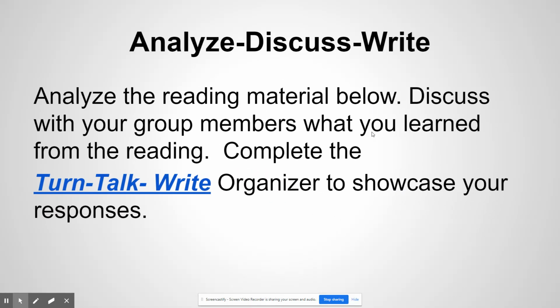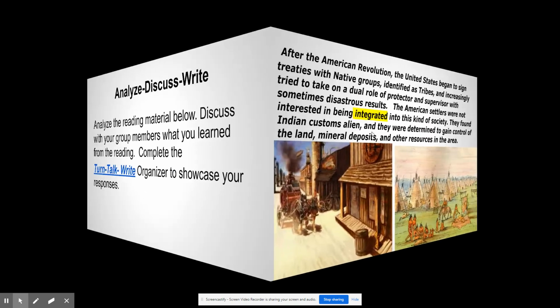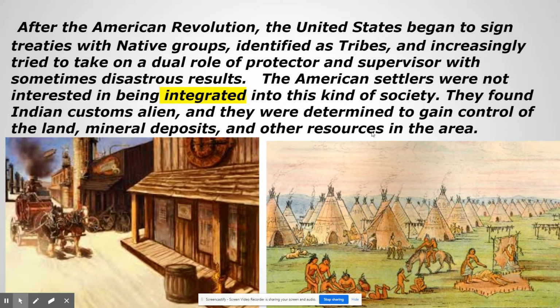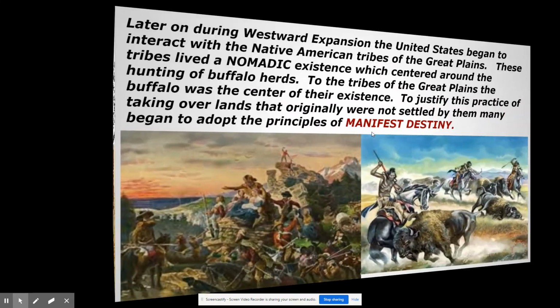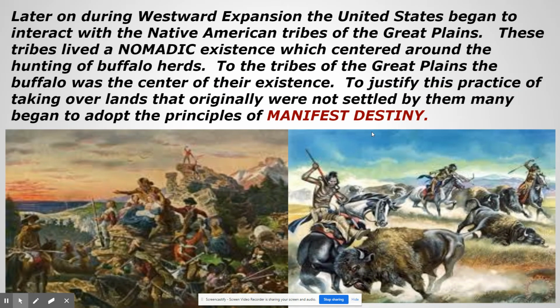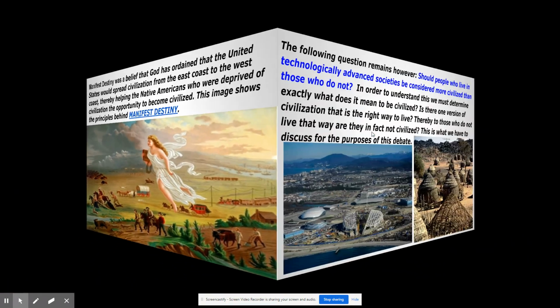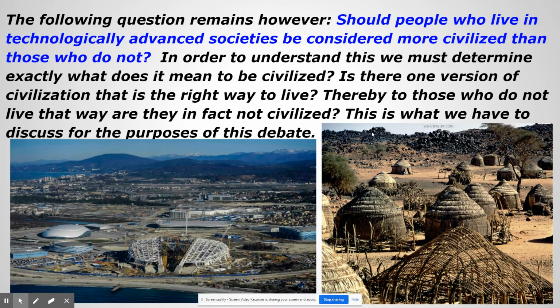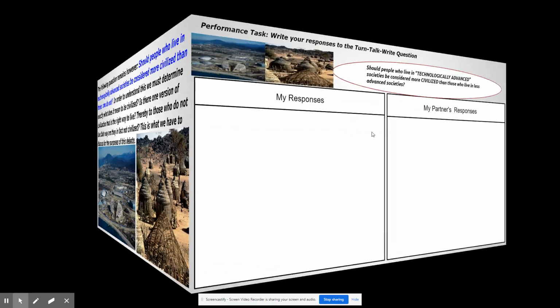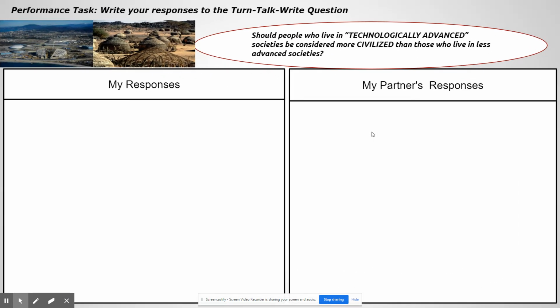After we do this, and we may not get to this part afterwards, but the next part is a turn and talk, or sometimes I call it a think, pair, share, where we're going to read the information provided, or you will read the information provided. And after we read this, the next activity involves answering the lesson essential question. Should people who live in technologically advanced societies be considered more civilized than those who live in less advanced societies?